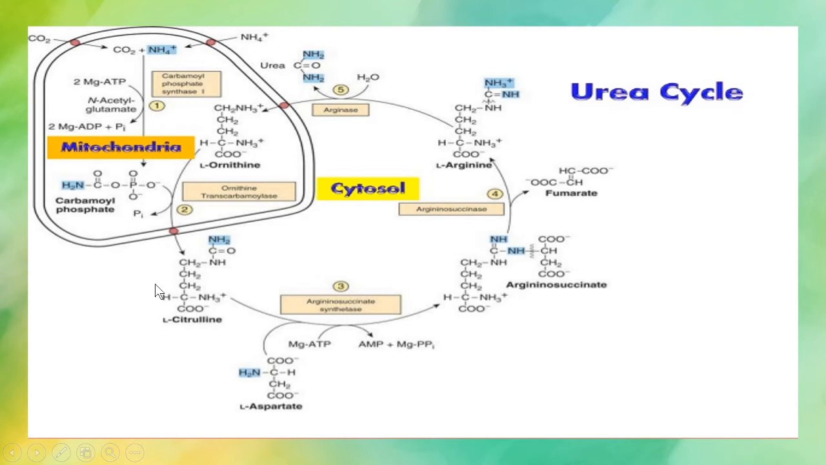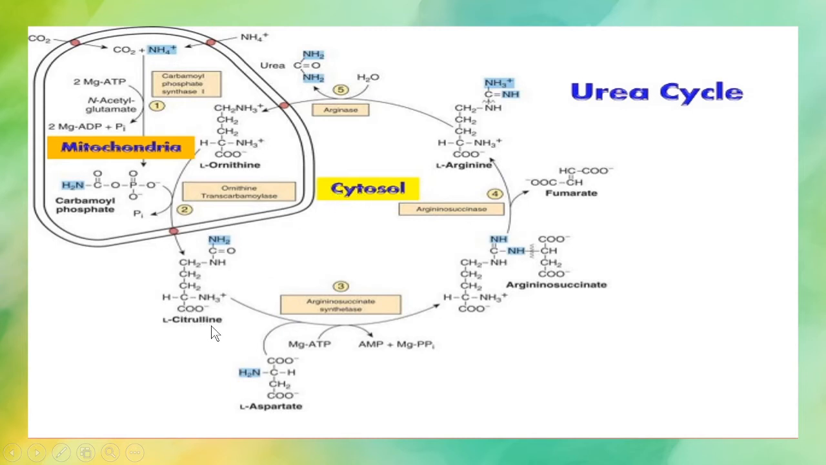Now we see the second step of the urea cycle, which is the synthesis of citrulline. Carbamoyl phosphate formed in the first step combines with ornithine, resulting in the biosynthesis of citrulline, catalyzed by the enzyme citrulline synthase or ornithine transcarbamylase. Citrulline is easily permeable to the mitochondrial membrane and hence it diffuses into the cytosol.